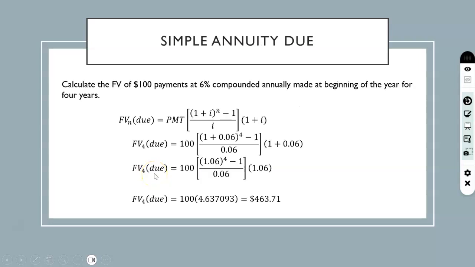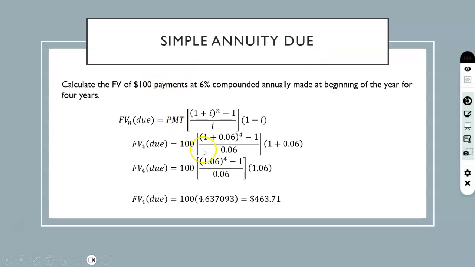Calculate the future value of $100 payments at 6% compounded annually, made at the beginning of the year for 4 years. So payments are done at the beginning of every year and interest is compounded annually. The payment period and interest compounding period are the same, whereas the payments are done at the beginning. Therefore, it's a simple annuity due.